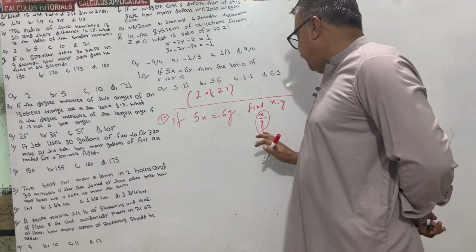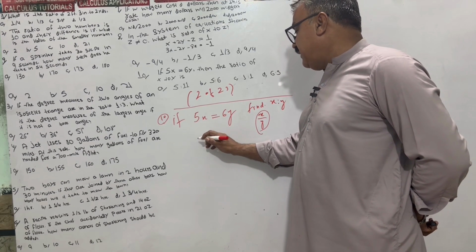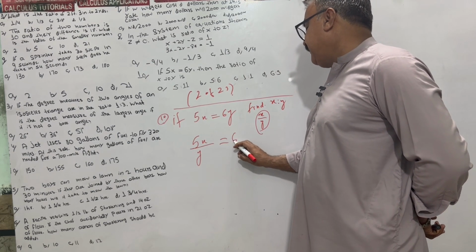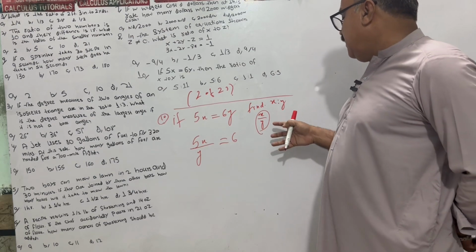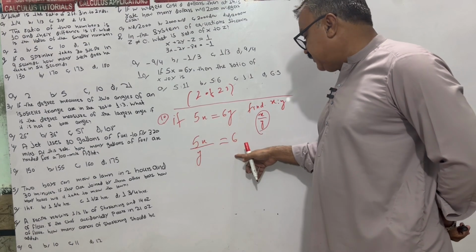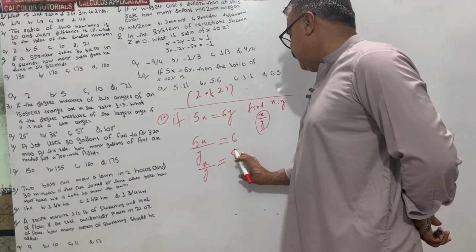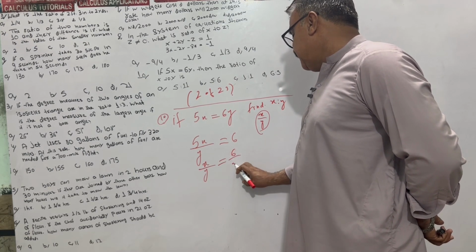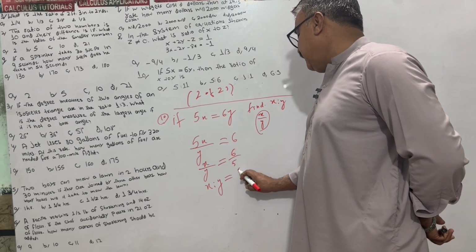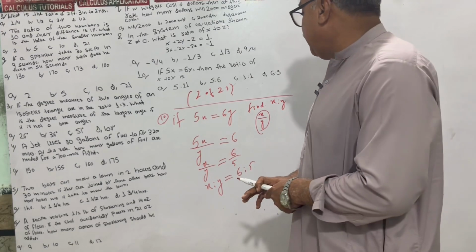Shift y to the left hand side, because we need y in the denominator. 5x over y is equal to 6. Again, get back to the question. We need the simple ratio of x to y. Shift 5 from multiplication to division. X over y is equal to, sorry, 6 divided by 5. The same quantity is written as x ratio y, 6 ratio 5. Simple ratio application.